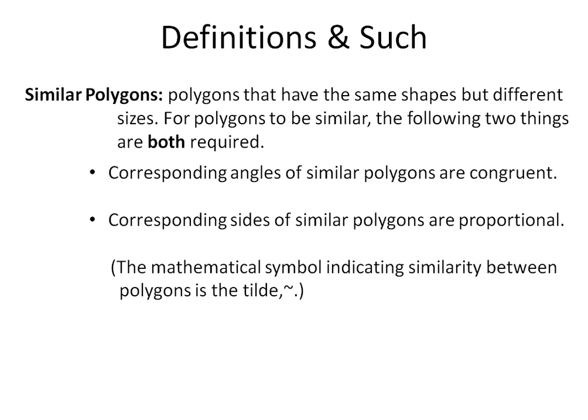The mathematical symbol that indicates similarity between polygons is the tilde. Okay? So if you see the name of a polygon with a tilde between it and another polygon, that means that they are the same shape, but it means that they do not necessarily have the same size.